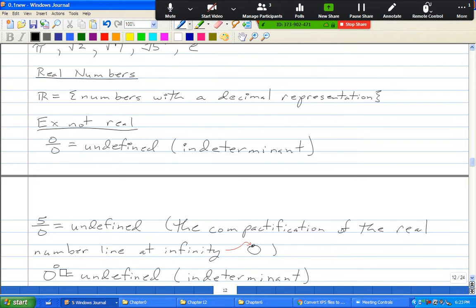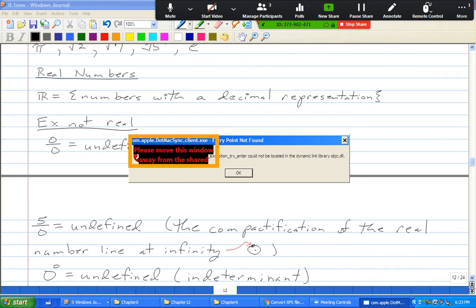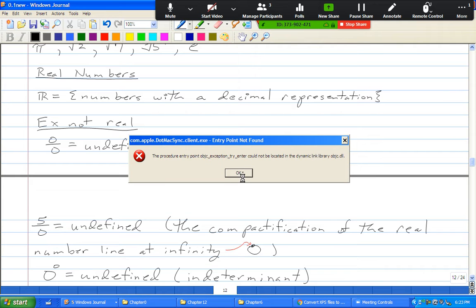You could actually define this eventually as the compactification of the real numbers. And so you can think of this as just being the north pole of a circle, and really 5 over 0 you can think of as being infinity. Let me try to get rid of this.